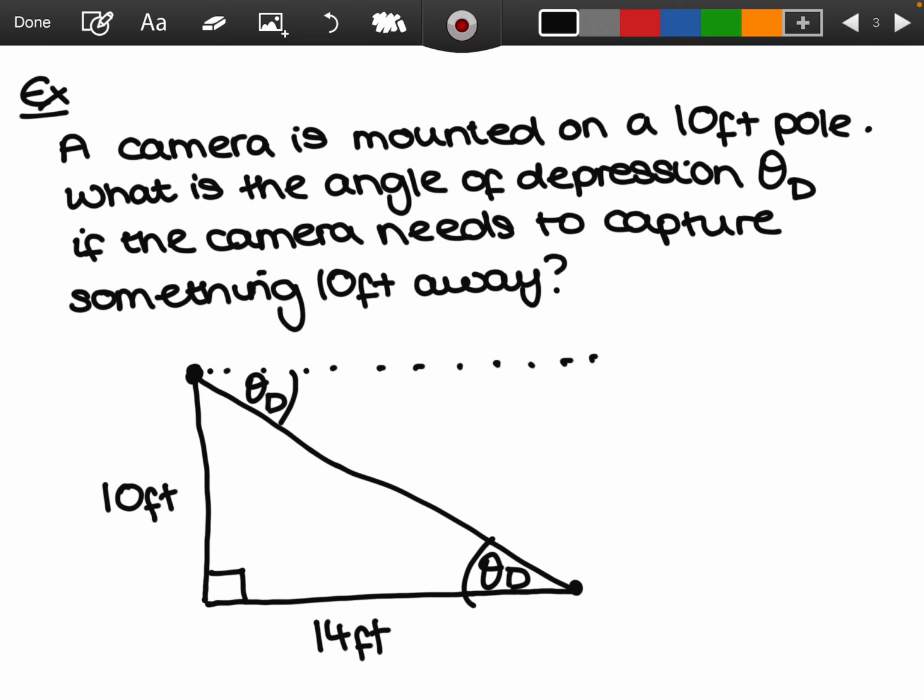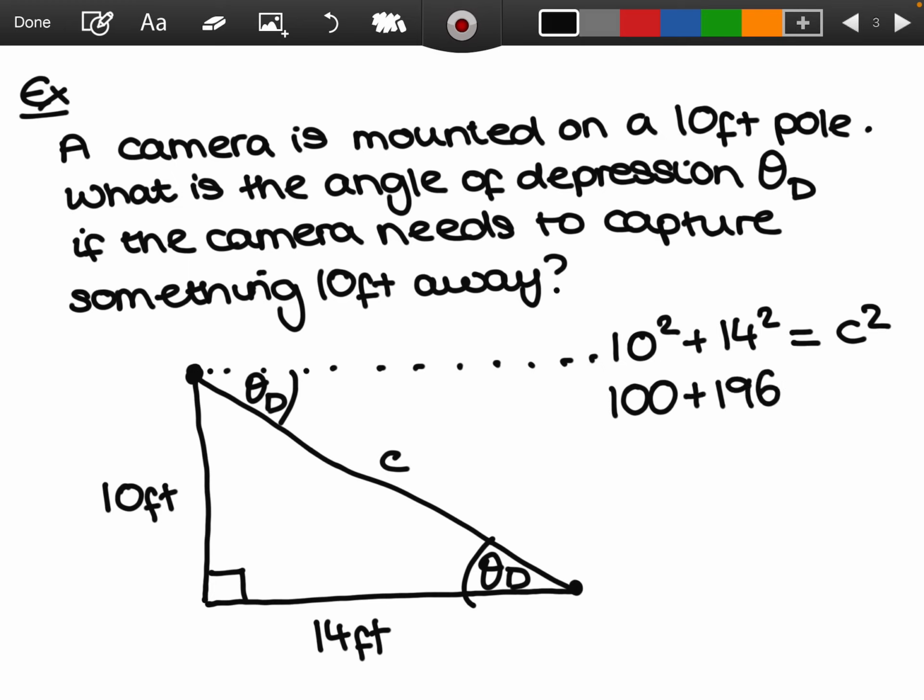So I know that I'm trying to find theta d. At the moment, I've got two sides of my triangle. I know I can find that third side using Pythagoras. So that's the first thing I'm going to do. So I've got 10 squared plus 14 squared, we'll call it c, is going to equal c squared. So if you go ahead and add those together, I'm going to get 100 plus 196 is equal to c squared. So c is going to be the square root of 296.